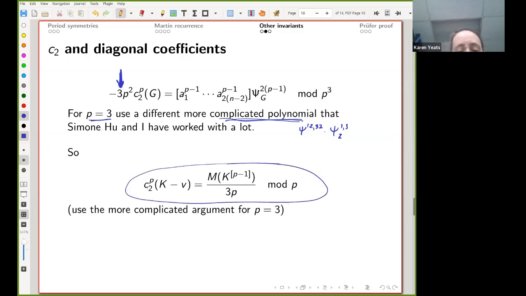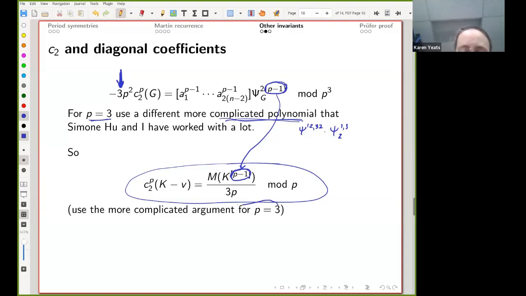And this is really the key. So the C2 at the prime P of the graph, the D-completed graph, so the K minus a vertex, is the Martin of that graph. And now here, because we had this extra power here, that turns into duplicating, P minus 1 duplicating the edges of the graph. So I take this completed graph, I replace each edge with P minus 1 copies of the edge. I take the Martin of that, and what I normalize by is just a 3P.